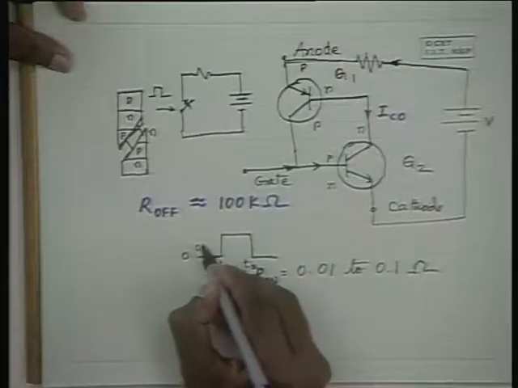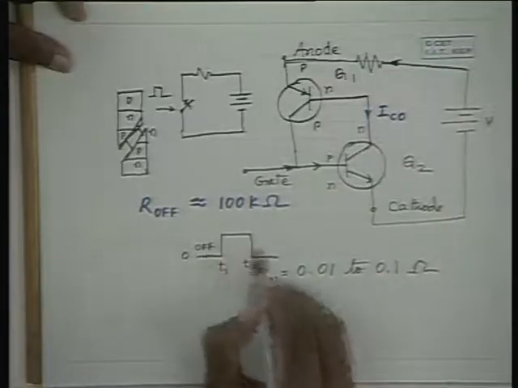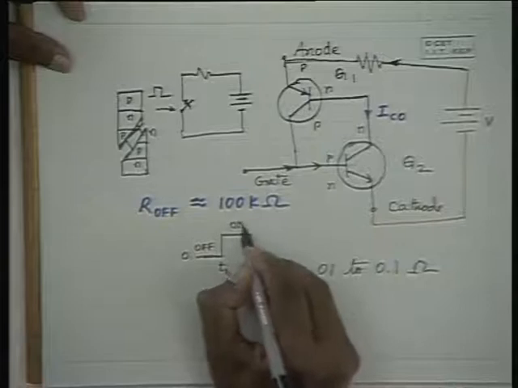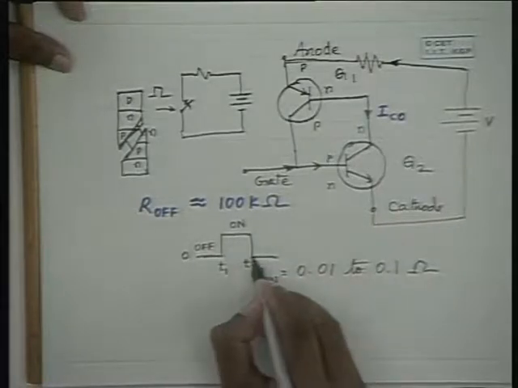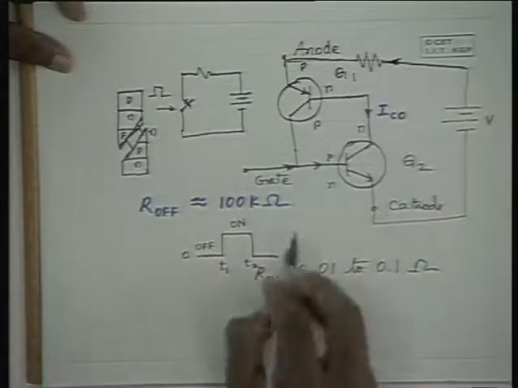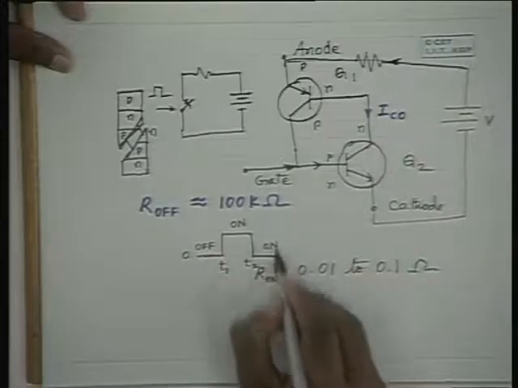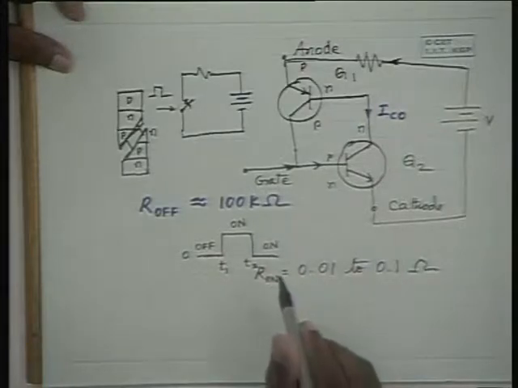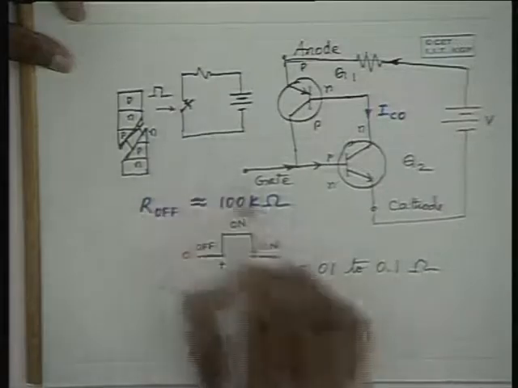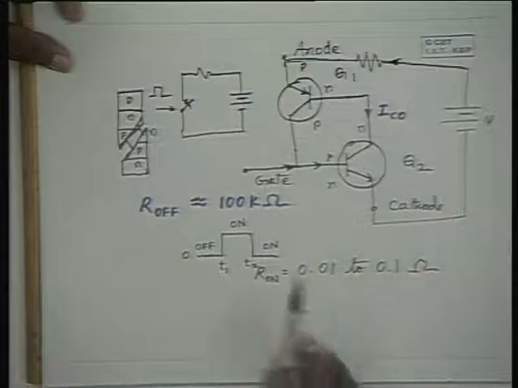So initially, to start with, it was off, and it is turned on here. And once this is turned on, even if the positive potential at the gate is removed, it still remains on. Hence, a small triggering pulse is sufficient at the gate to trigger the switch. So that's how the SCR works.